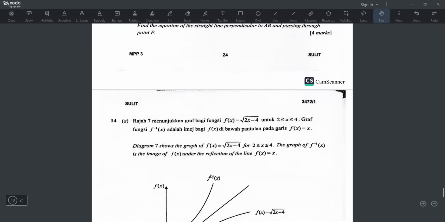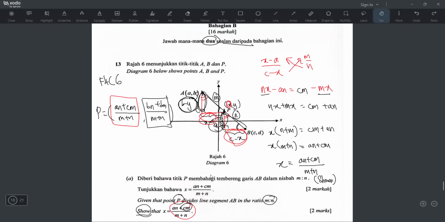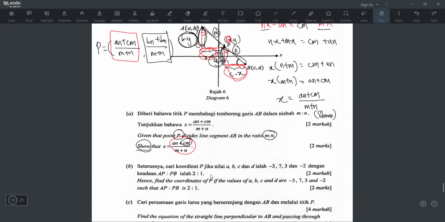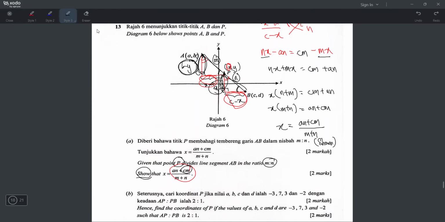Now I will do b. Not enough space here. I think I'll erase this part. Form 4 chapter 6 I'll write up here, and then b I'll do it here.